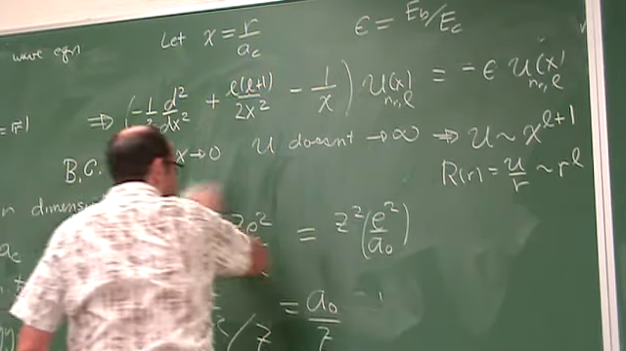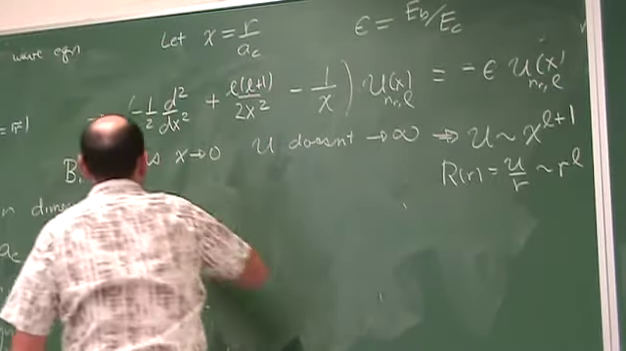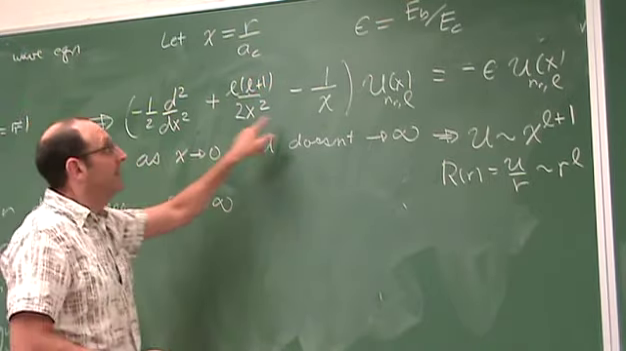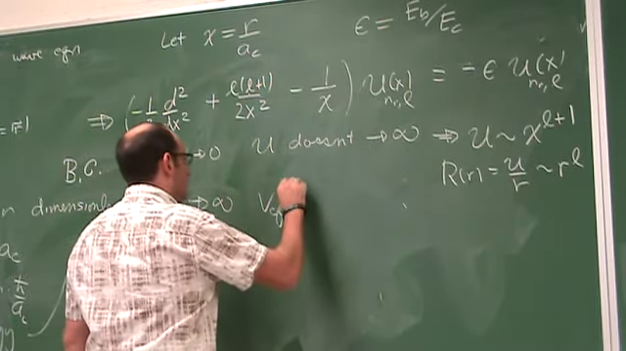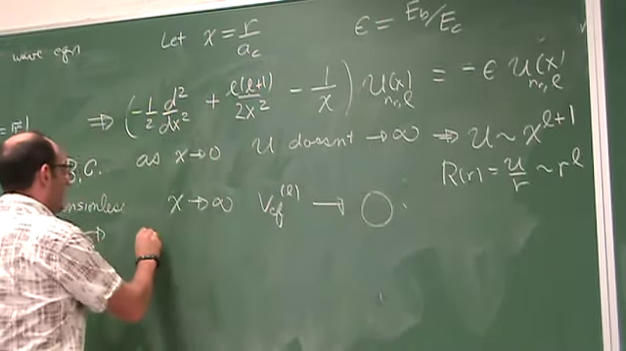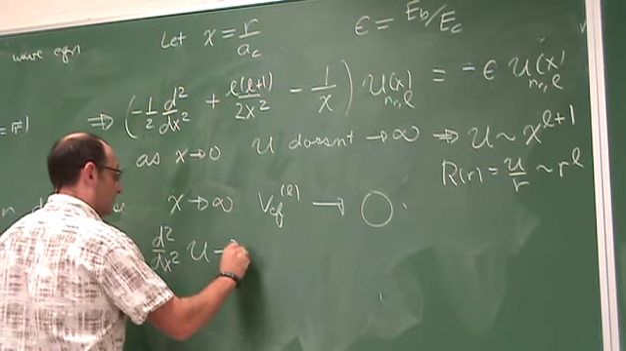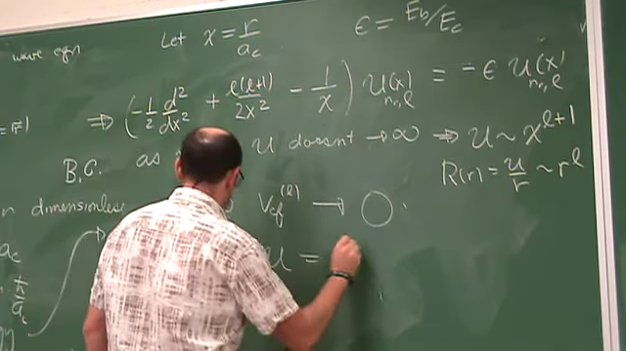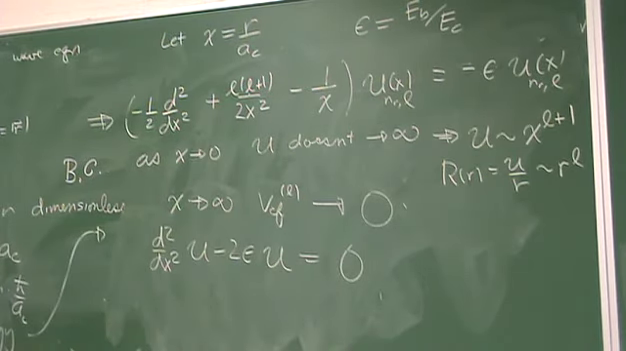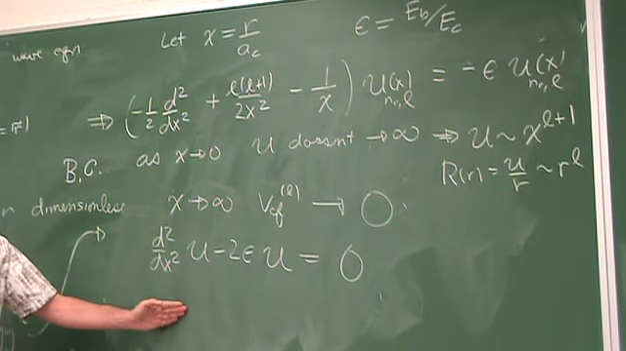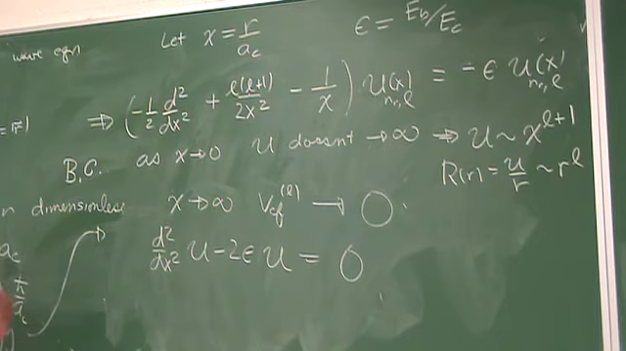The other boundary condition is as x goes to infinity. As x goes to infinity, the effective potential goes to 0. And therefore, we end up with the differential equation in that regime, in the asymptotic regime, when x goes to infinity. So that's an equation we can solve in this asymptotic regime. What's the solution? Hint, it's not the harmonic oscillator.